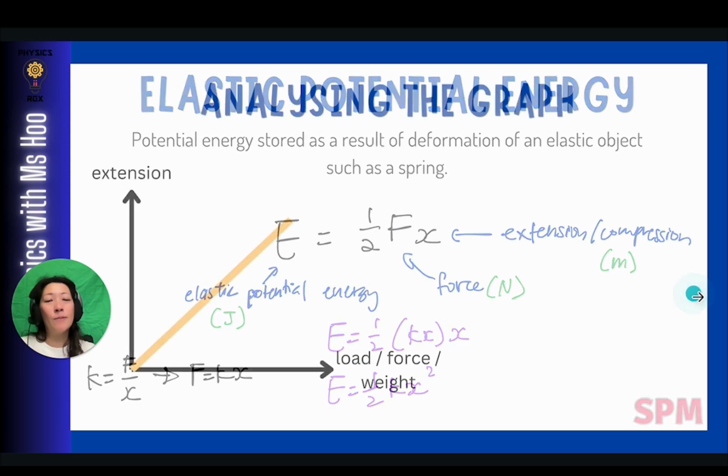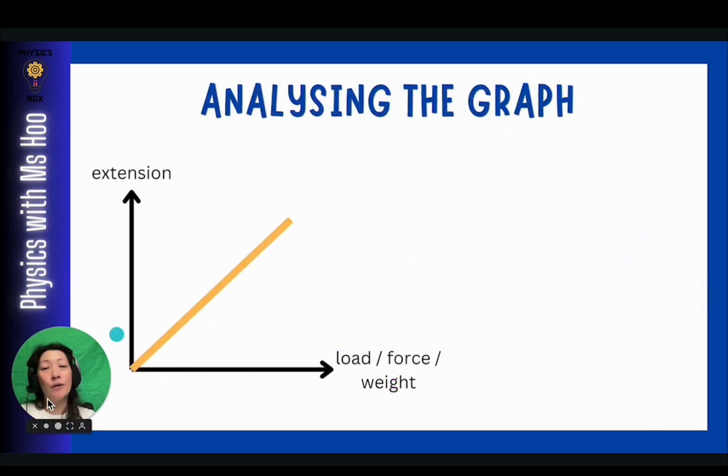Now, you may also be required to know how to get those values of the spring constant and the elastic potential energy from the graph. So if you're given an extension load graph like this, how do we get the value of the spring constant or the elastic potential energy? Let's start first with the spring constant.